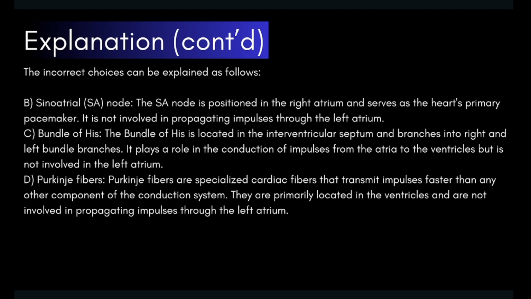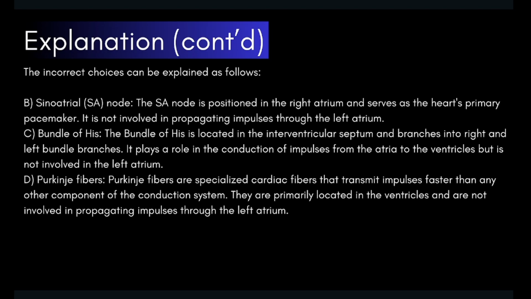Bundle of His. The bundle of His is located in the interventricular septum and branches into right and left bundle branches. It plays a role in the conduction of impulses from the atria to the ventricles, but is not involved in the left atrium.